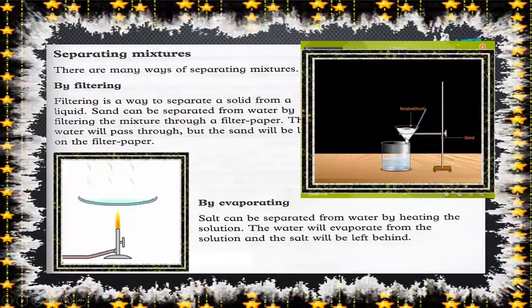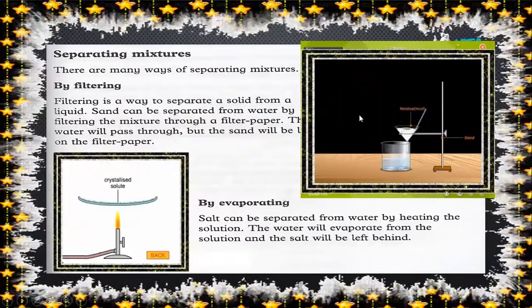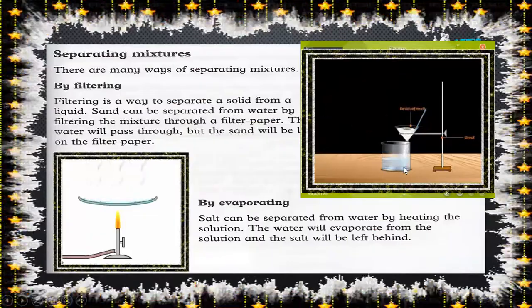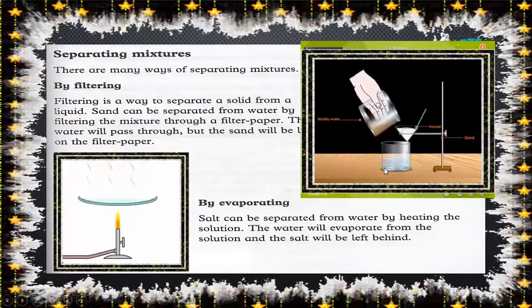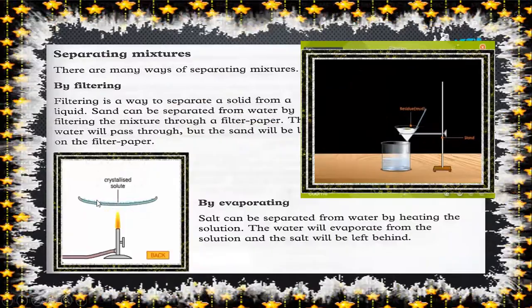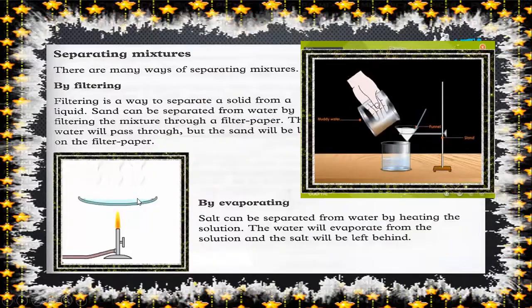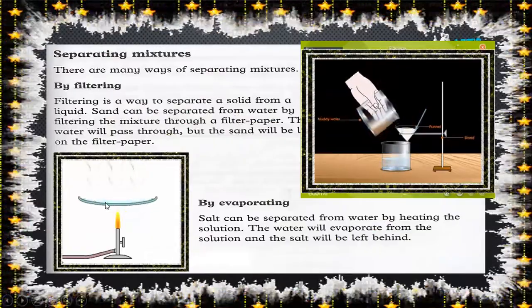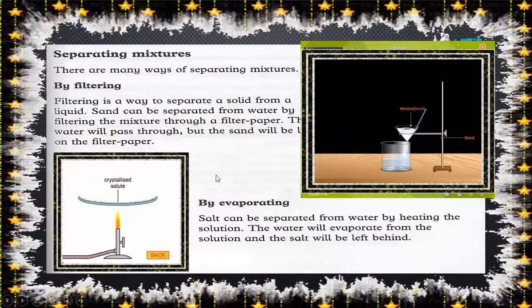In the filtration, we are using the filter paper, with a mixture of sand and water. If you just pour it on the filter paper, you can see that the mud cannot be filtered. It will be left on the filter paper and water will be filtered. So you get the clean water after using the filter paper. Similarly, for evaporation, as you can see in the dish, there is a solution of salt and water. When you start heating it up, the water starts escaping. It will evaporate. Only the salt crystals will be left behind. You can do the same with the sugar solution as well.